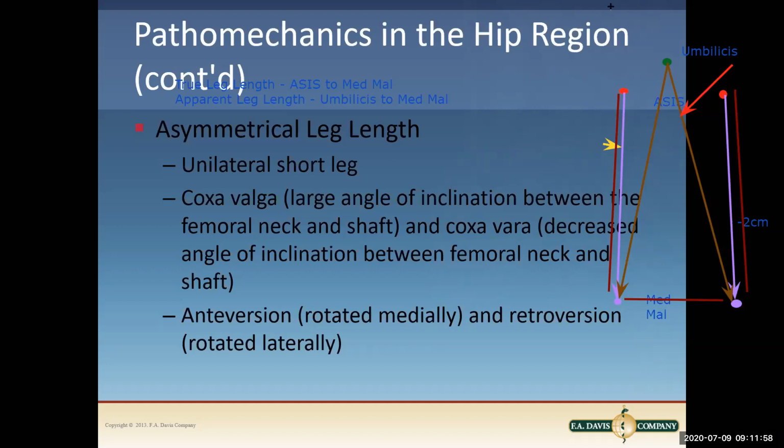Once they get their true leg length, then I'm going to come up here to their belly button, and I'm going to come down and measure this. Now, how do I find the patient's belly button? How am I going to know where their belly button and their ASIS is? There's 2 different ways, right?